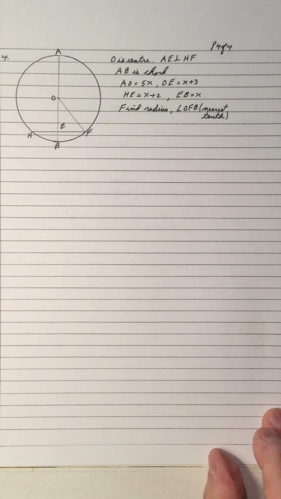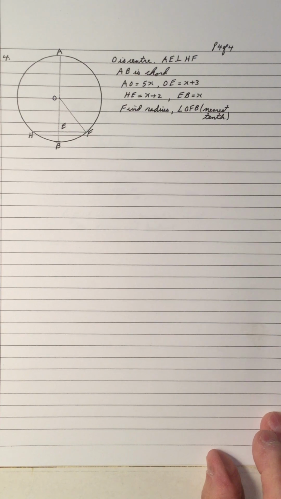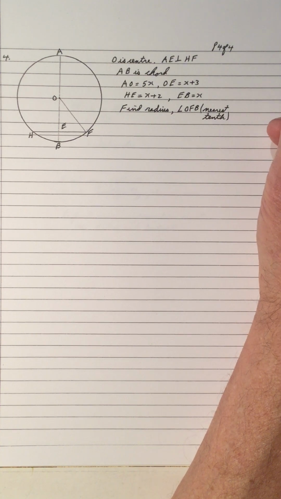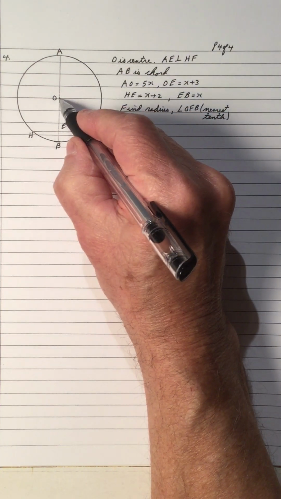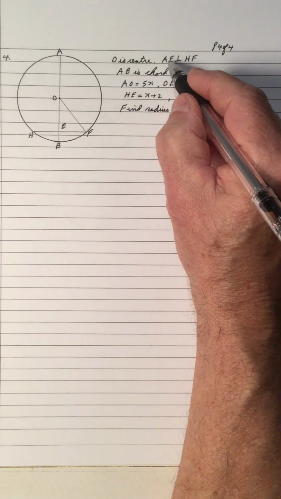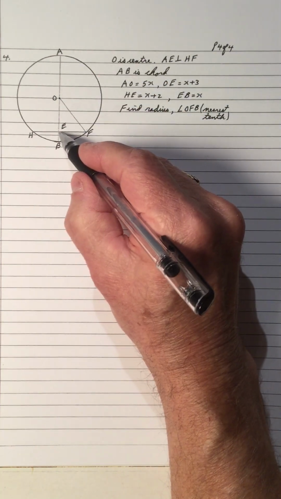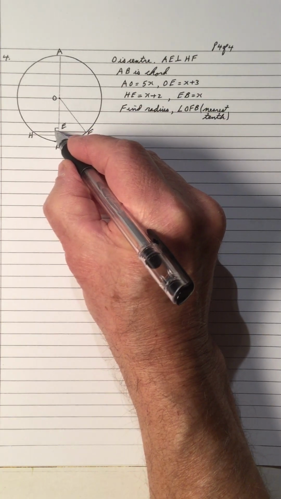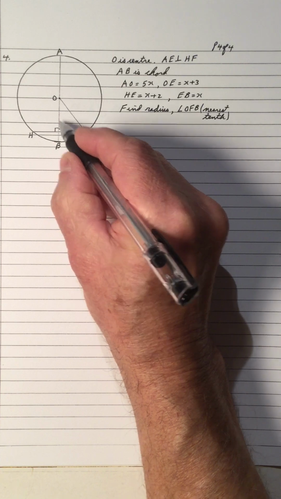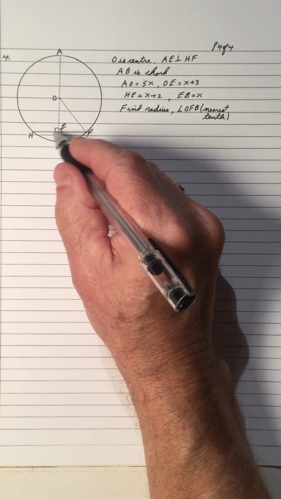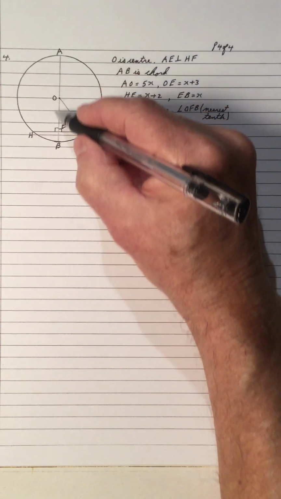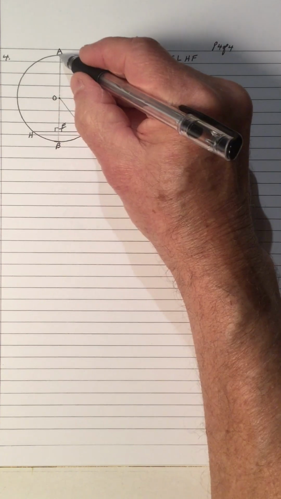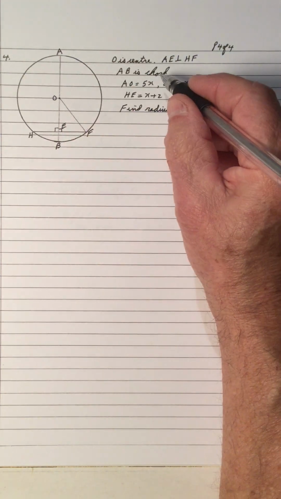And one more to do on the product of the chords, but we made the diagram different using more math. Let's see. O is the center of the circle. AE is perpendicular to HF. That's a right angle right here and a right angle here. Perpendicular lines form right angles, making 90 degrees. AB is a chord passing through the center of the circle. So that means AB is a diameter.